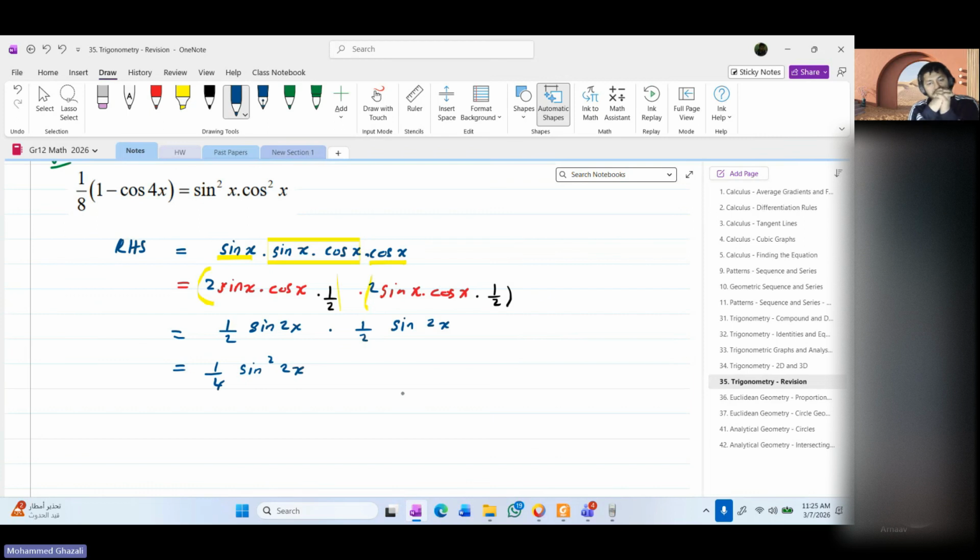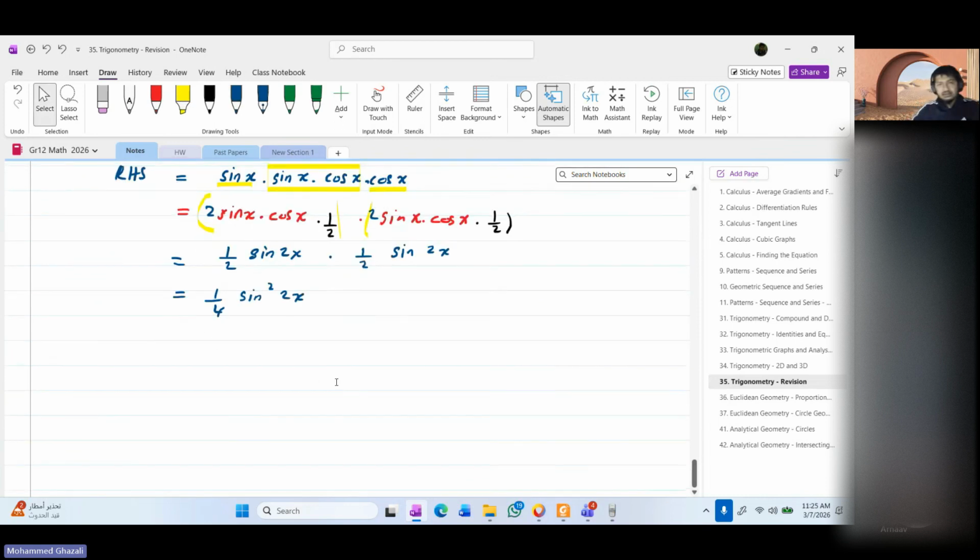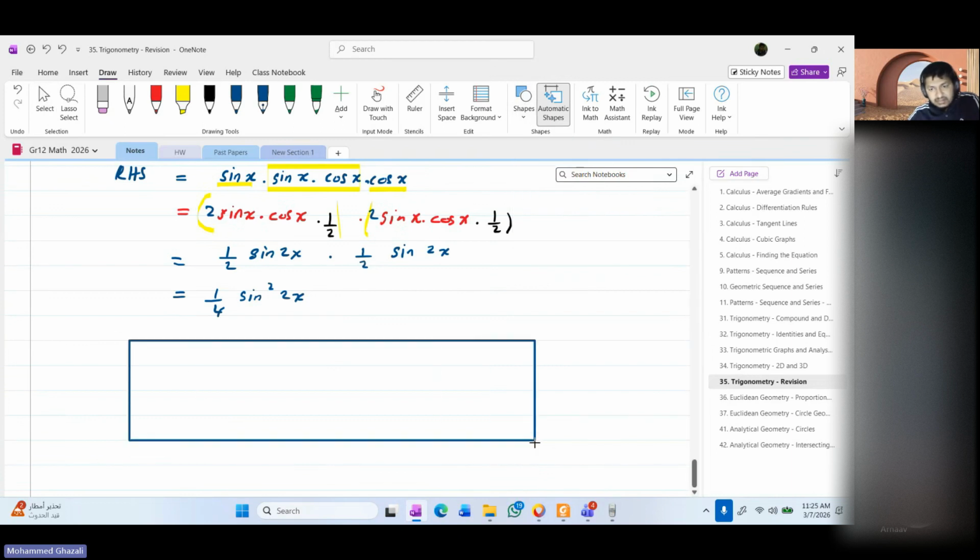Because you have to end up using sine 2x. How can I get sine 2x? Can I use the double angle? Can I use the compound angle identities to get it? Remember, you have to use all your knowledge. I'm trying to get sine 2x here, right? Watch what I'm going to do.